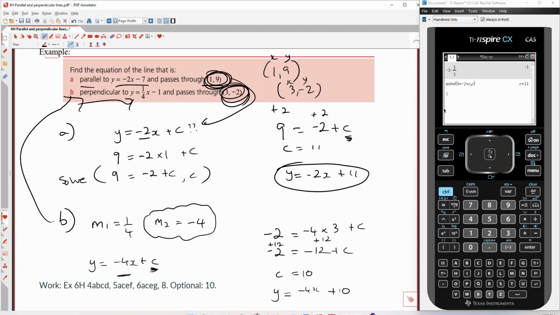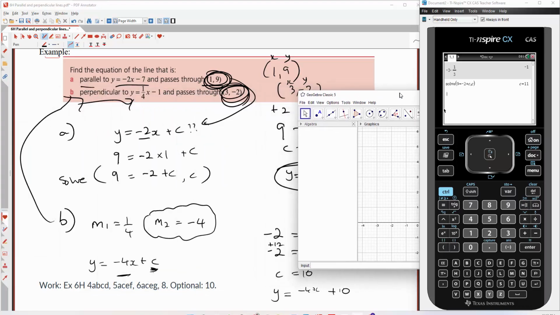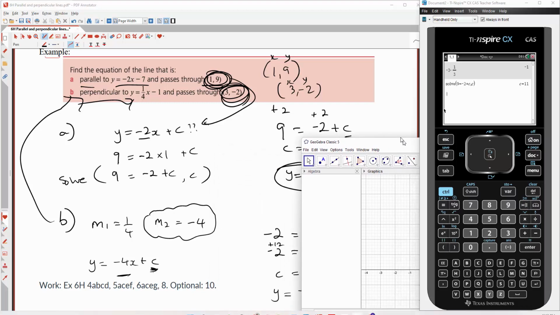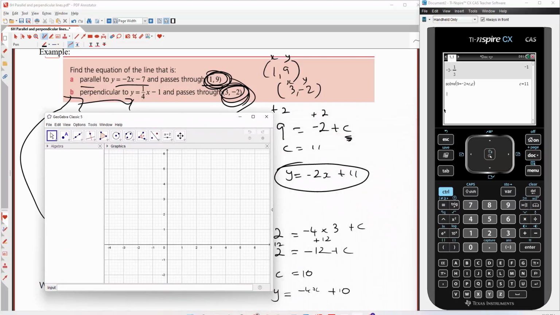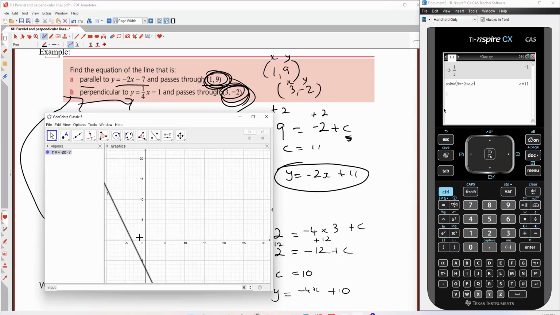Let's just see what this will look like if I graph these. So I'm going to load up this graphing program called GeoGebra. Okay, so the first two lines I'm going to graph are the parallel lines. So we found out that this is the original one, y equals -2x take 7. Okay, so there's the graph of that. And what I'm going to do is graph this one here, and what should happen is this line here should be parallel. So y equals -2x plus 11.